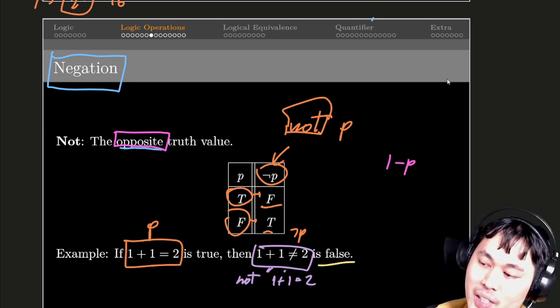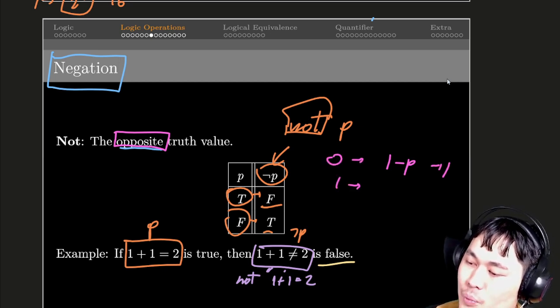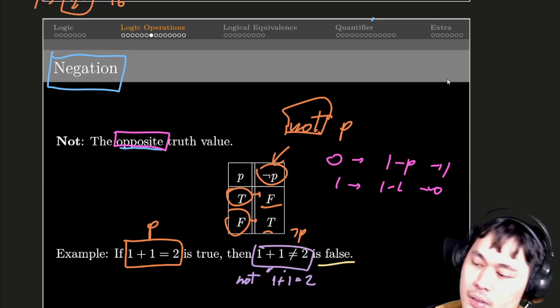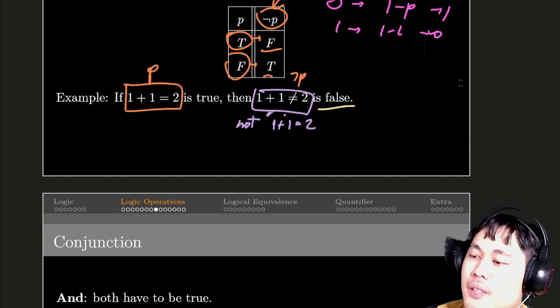If you know Boolean algebra, if you get 0, 1 minus 0 is 1. If you get 1, 1 minus 1 is 0. So it's flipped. That's the first one.